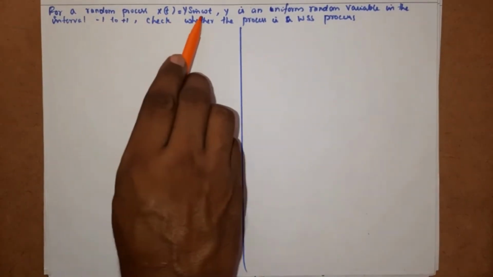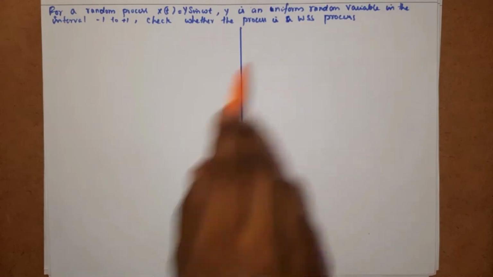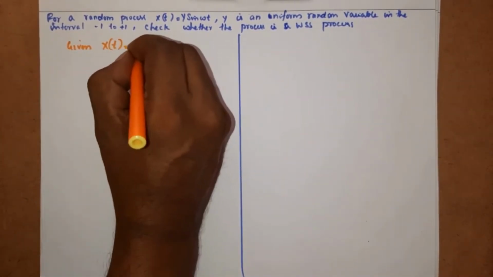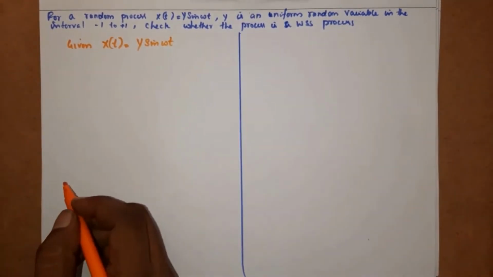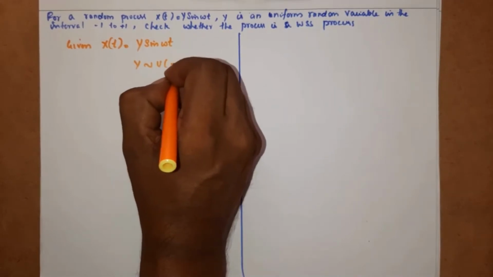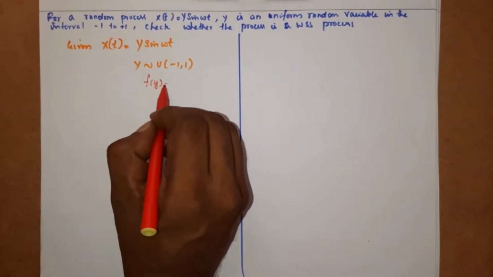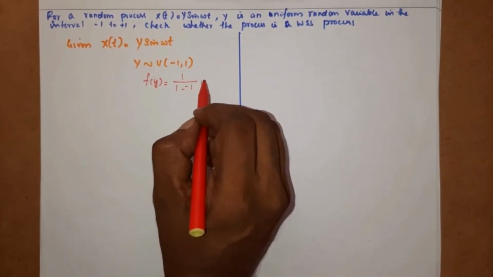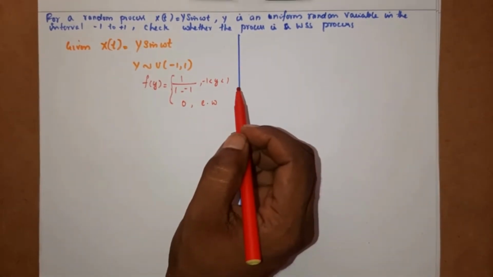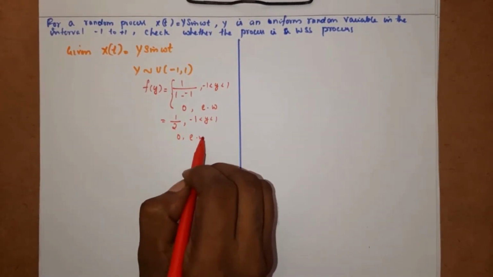For a random process x of t equal to y sin omega t, where y is a uniform random variable in the interval -1 to 1, check whether the process is WSS process. Given random process is x of t, which is equal to y sin omega t, and one more condition is given. Y is a uniform random variable in the interval -1 to 1. Therefore, f of y is equal to 1 by 1 minus minus 1 for the interval minus 1 less than y less than 1 and 0 elsewhere, which is equal to 1 by 2 for minus 1 less than y less than 1 and 0 elsewhere.